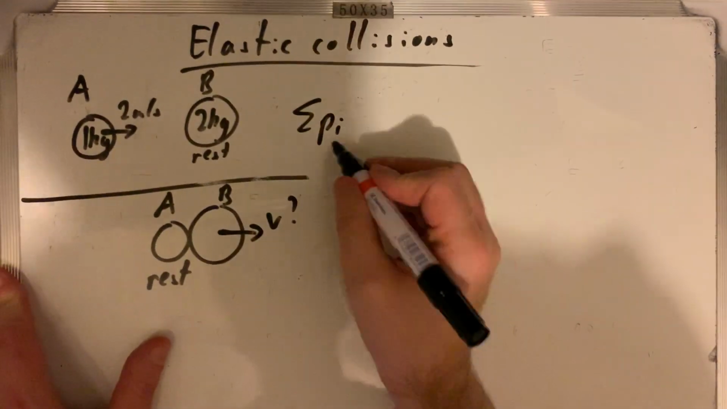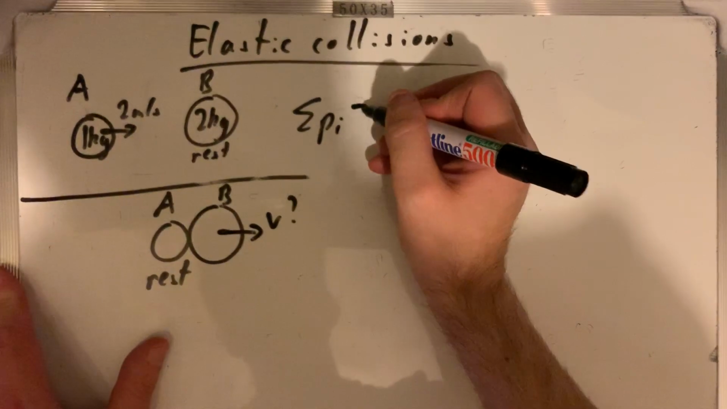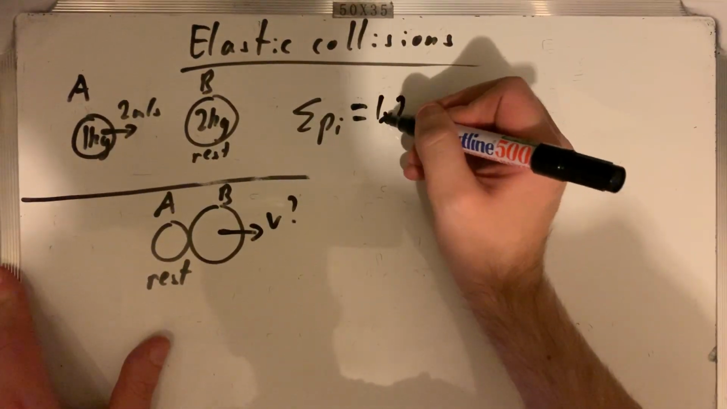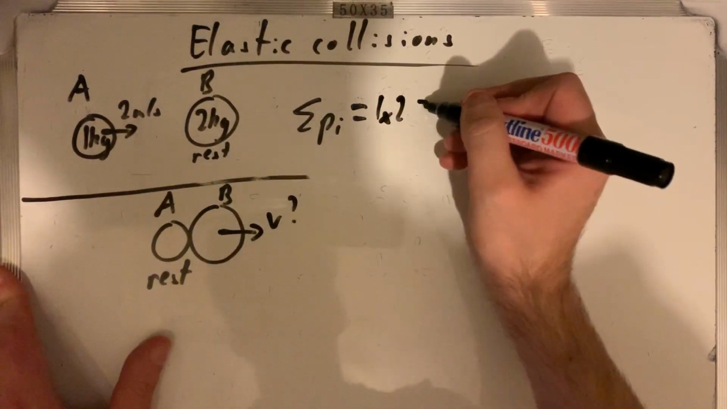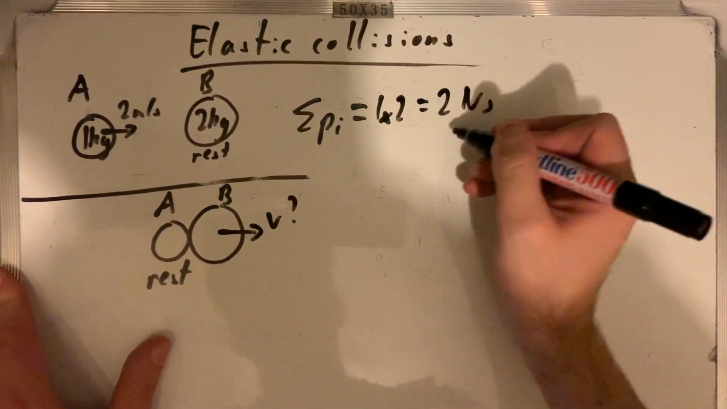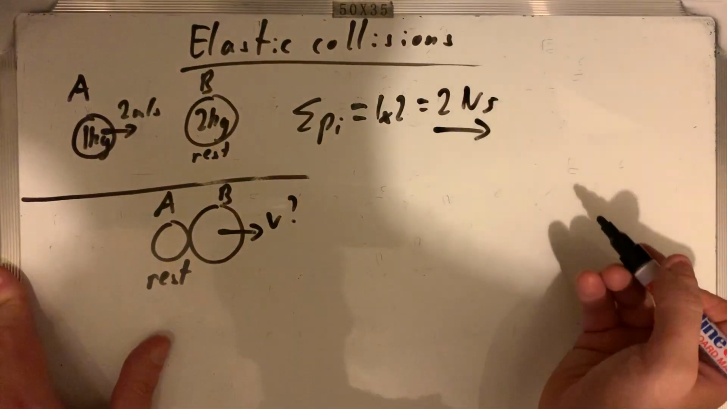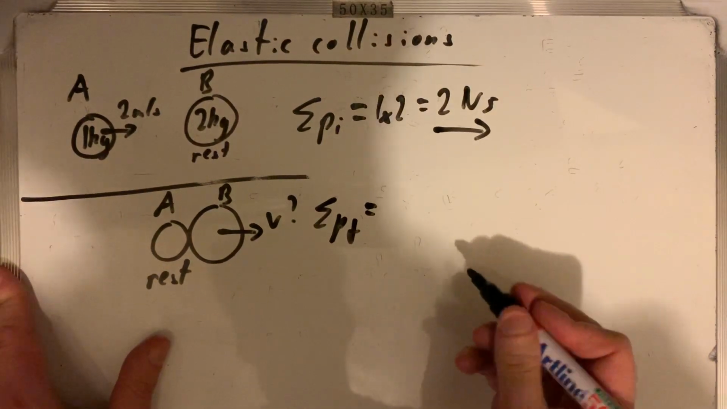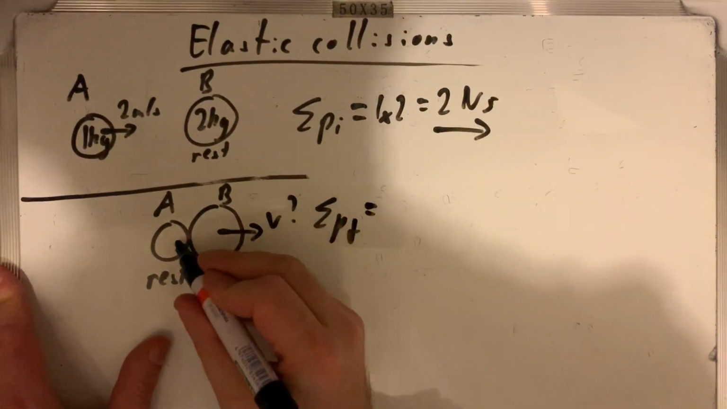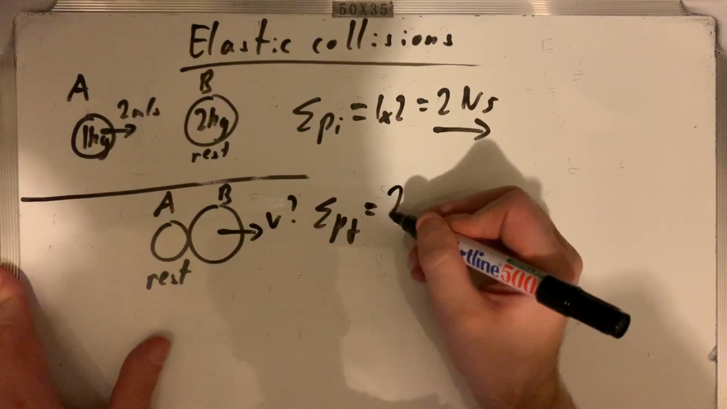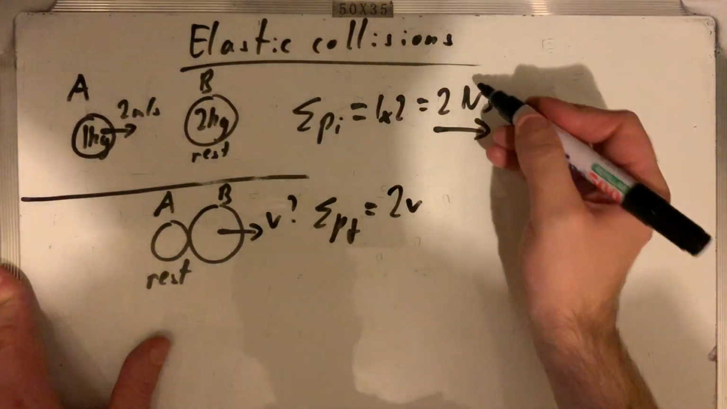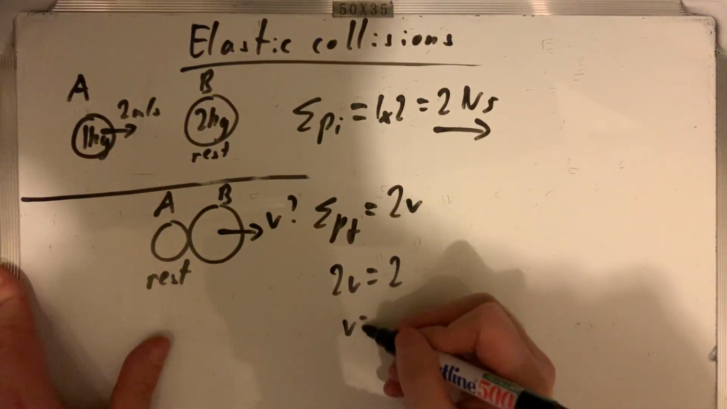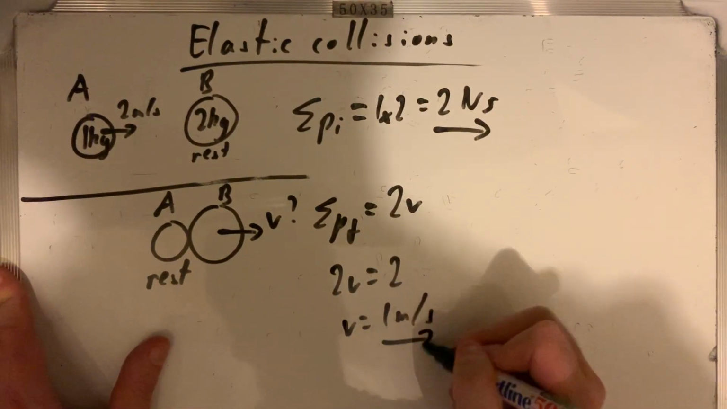Total momentum initial, before the collision, is mv for each of them. So for A, that's 1 times 2, and then it's nothing for B because that's at rest, so it's simply 2 Newton seconds to the right. Total momentum afterwards is nothing for A, and then for B it's 2 times V. Those two must be equal, so 2V equals 2, so V is 1 meter per second to the right.